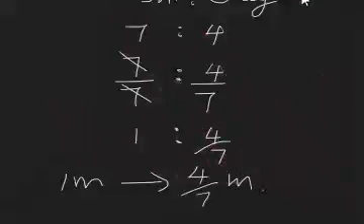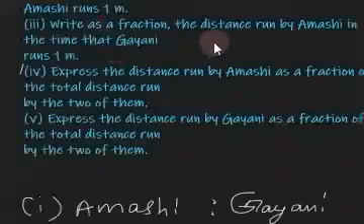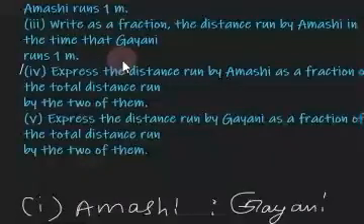Okay, we will move to the third part. Part 3. Write as a fraction the distance run by Amashi in the time that Gayani runs 1 meter. Then what you have to do? You have to take the ratio again and make the distance run by Gayani 1 meter, so you can find the corresponding value of Amashi. Right, we'll see how to do that.